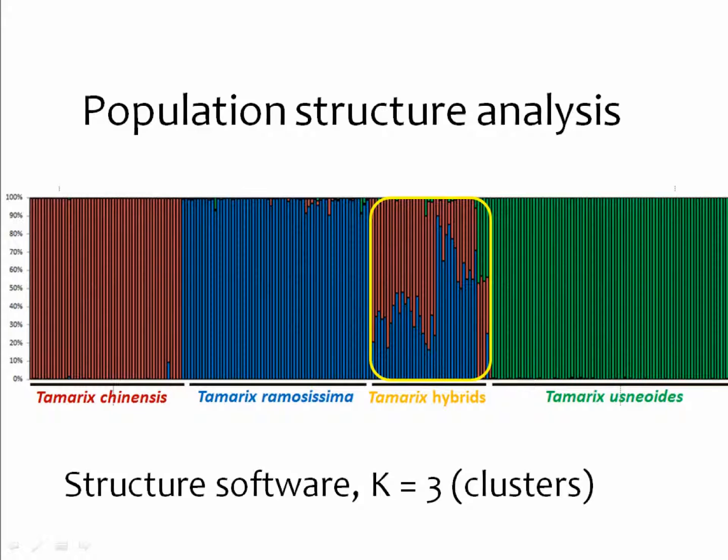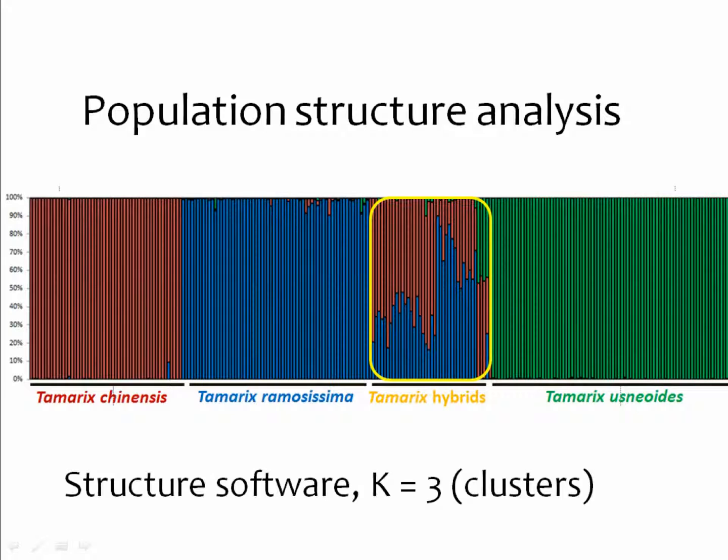And this graph here is showing us that each vertical bar represents an individual, and the individuals are grouped according to species. And the percentages on the x-axis represent the genetic makeup of each individual. For every pure line cluster, you can see that we've got more than 90% of the genetic makeup. We've got chinensis, ramosissima, and usneoides.